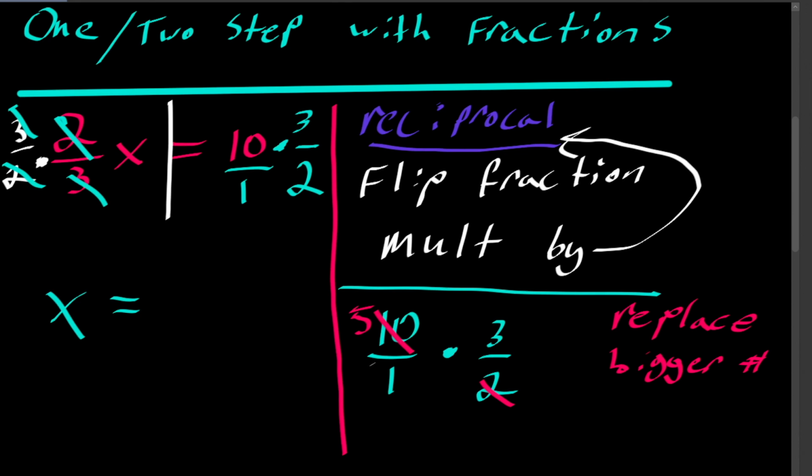And now you just look for anything else that will divide. 3 and 1 can divide, but it's going to give you 3. And then you just multiply across the top and the bottom.